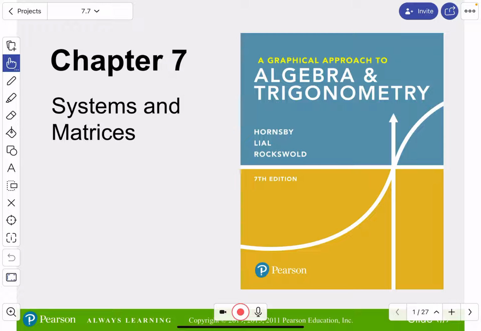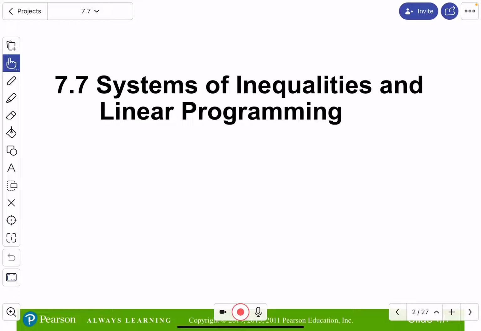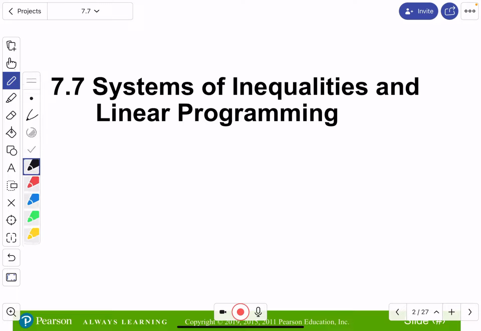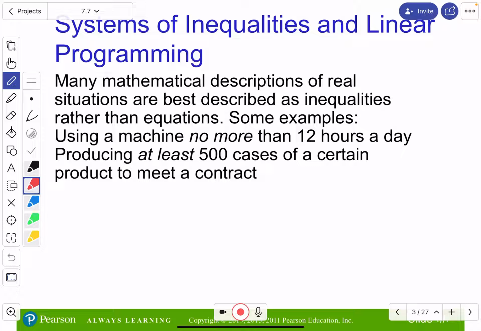All right, so we're going to continue chapter 7 and looking at our systems and matrices. This time we're going to look at systems of inequalities, which you solve by what we call linear programming. So many mathematical things are like no more than or no less than, and you're trying to find the smallest cost or the highest production rate or all of that. So you end up writing inequalities instead of equations, and then we use linear programming to solve it.